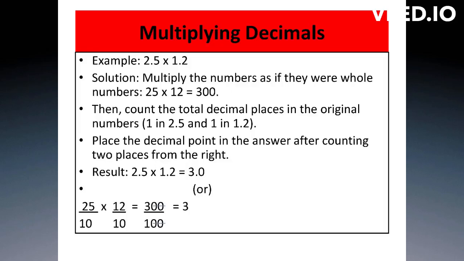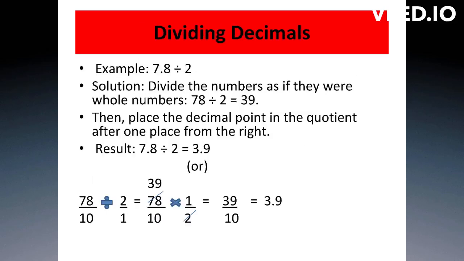Okay. Now let us go for the division of decimals. Okay, how do we divide the decimals? Here what you have to do is, just divide the numbers as if they were whole numbers. Similar to how we did in the multiplication, we just ignored the points and multiplied. In the same way here also, just ignore the point and divide the number, that is 78 divided by 2. When you are dividing 78 with 2, you will be getting the answer as 39, right?